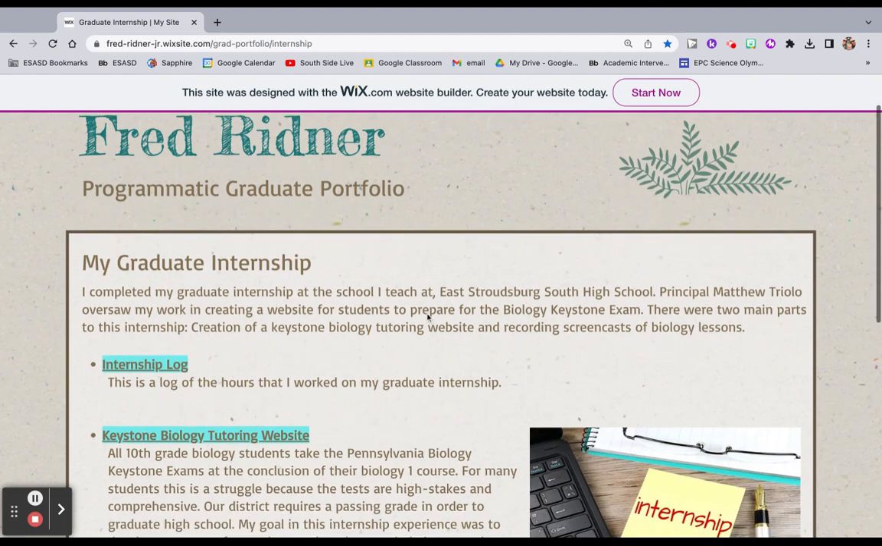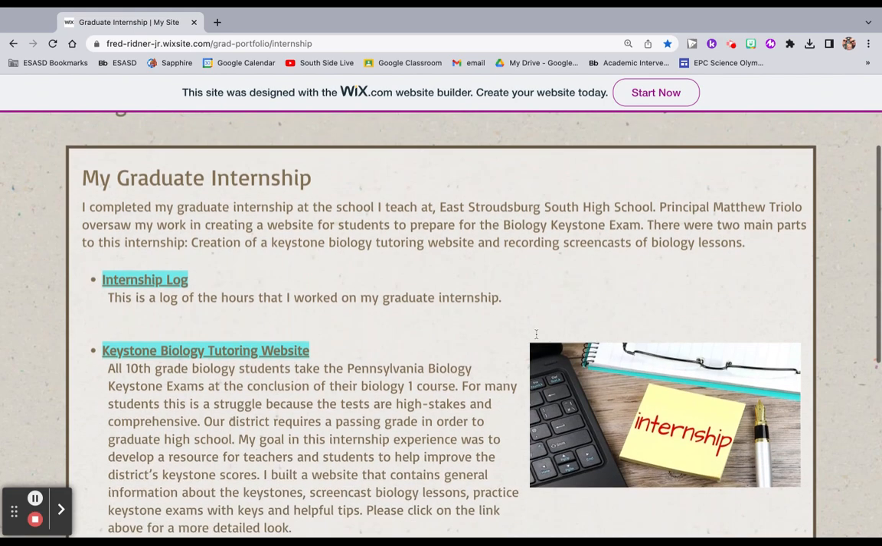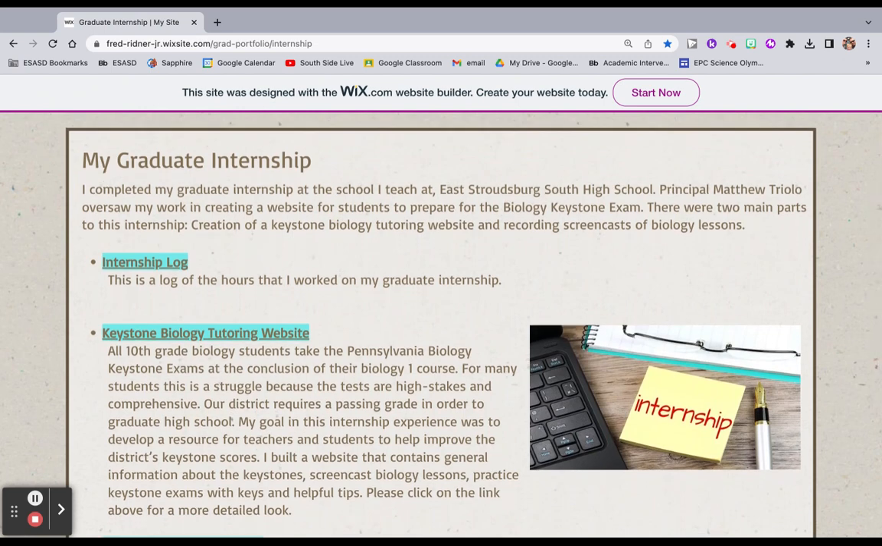I worked the last semester on this graduate internship, and I completed it at my home school that I teach at. I am a 10th grade biology teacher, and so this internship was done at East Stroudsburg South High School under the supervision of my principal, Matthew Triolo.